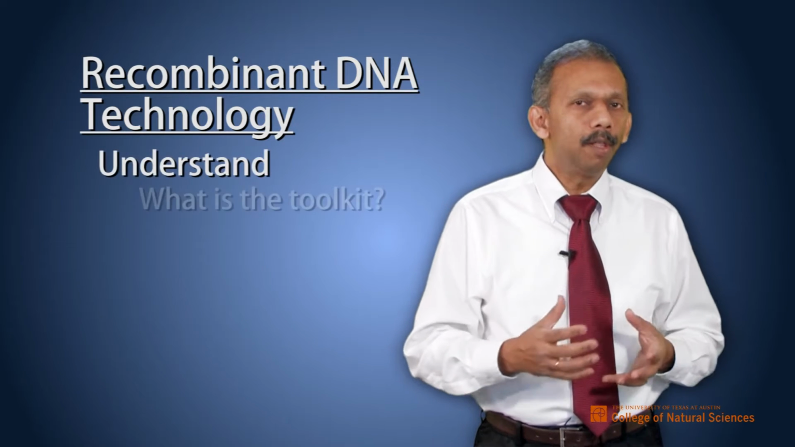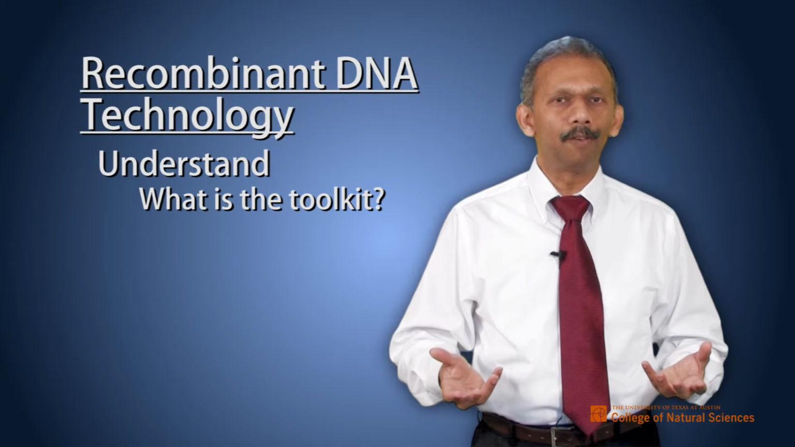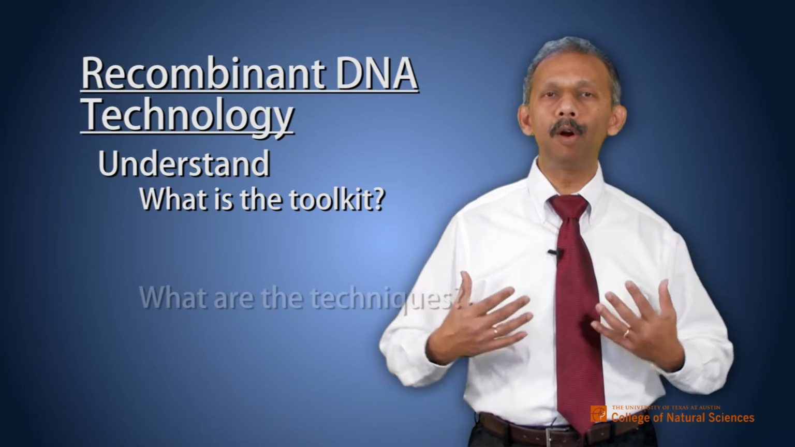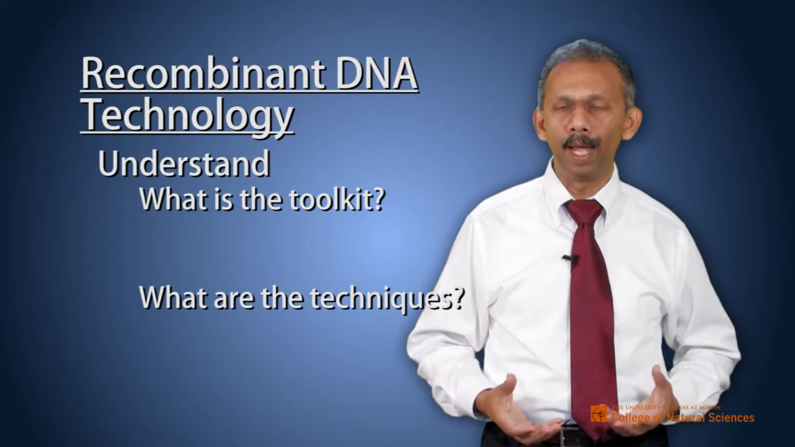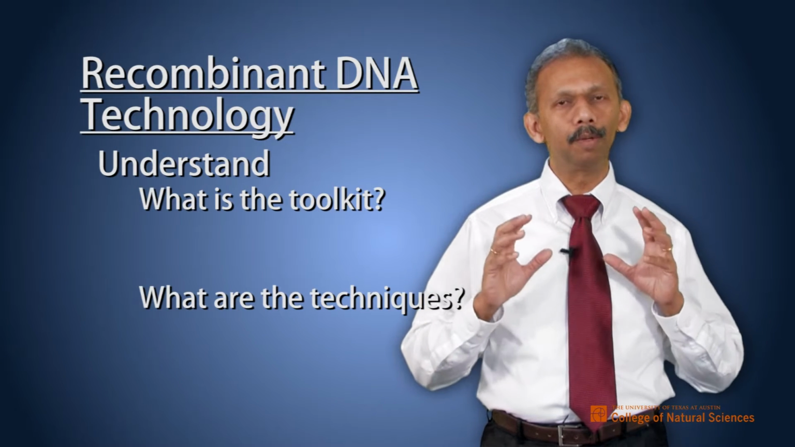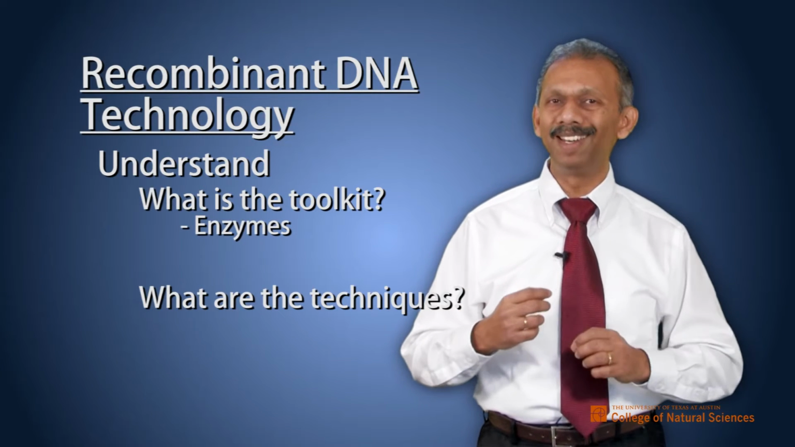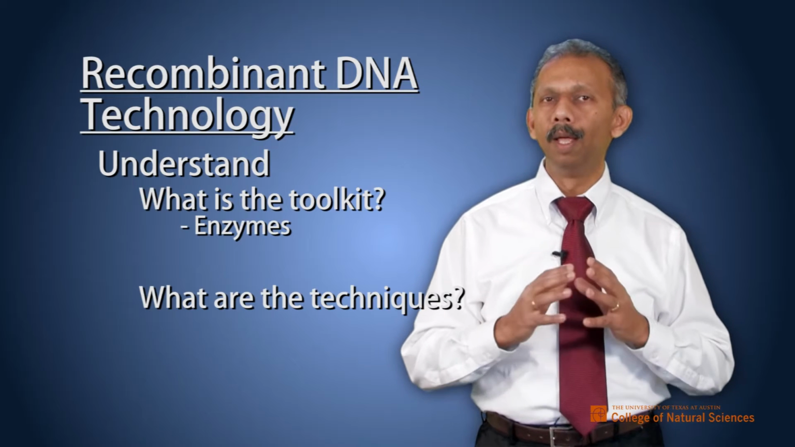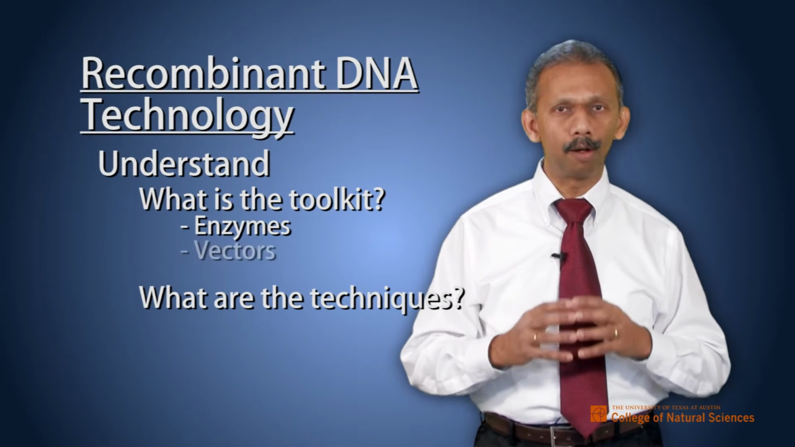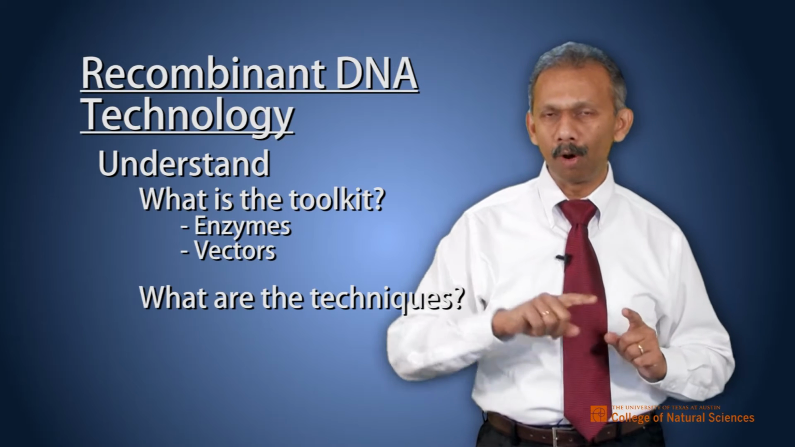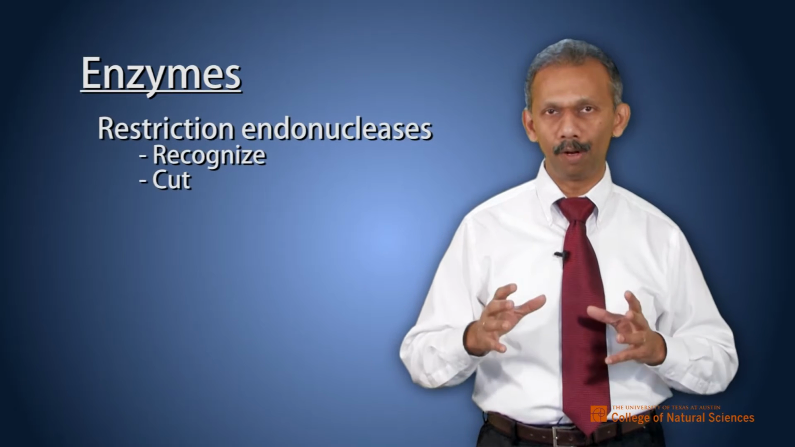So in this recombinant DNA technology, you need to understand what are the toolkit materials available to you, as well as what are the techniques that you need to know to make this possible. We are going to first look at the tools that are enzymes, basically, that manipulate DNA, cut, combine, and so on, and also DNA-based tools called vectors that would take the DNA from one organism and transfer it to another organism. For the enzymes, you need an enzyme that can recognize a specific strand of DNA and cut it in the middle, called restriction endonucleases.